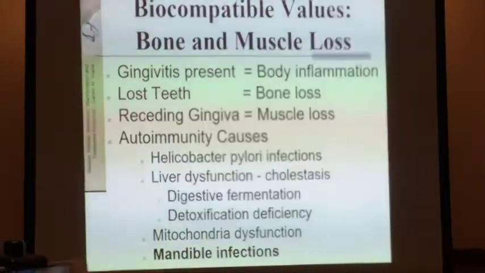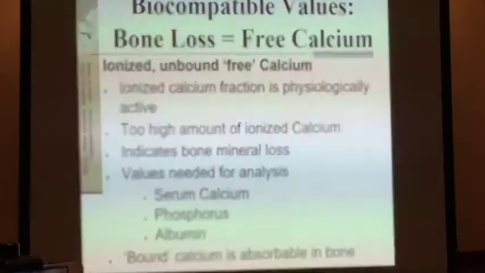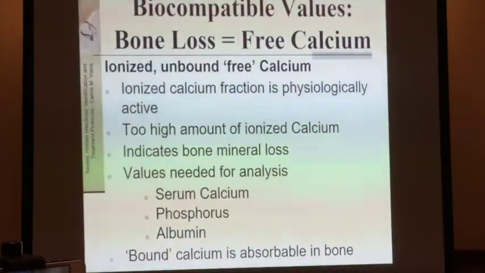Identifying how much bone is being lost is pretty simple. We know that calcium exists in your serum, in your blood, in two states. One of them we call bound, which means that it's attached to a phosphorus on one end and to a protein on the other end, and that calcium is getting ready to get into the bone. If you have enough vitamin K2, that calcium will be reabsorbed into bone.